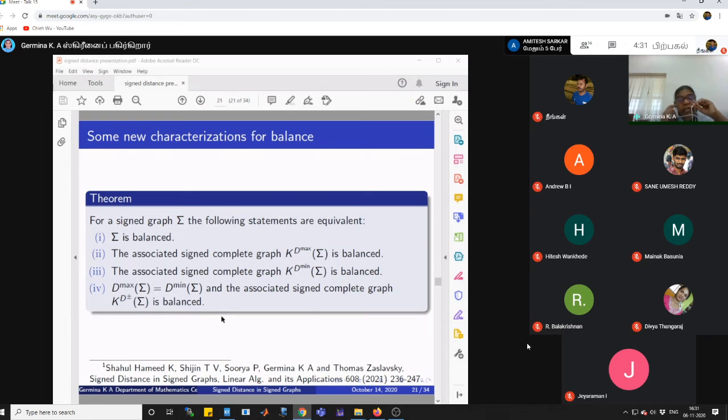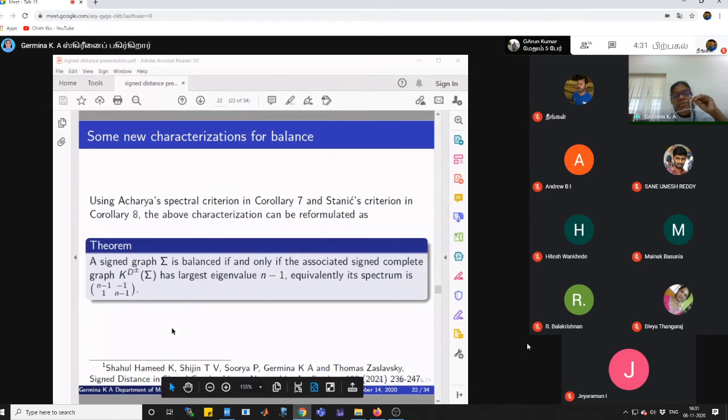The proof is very interesting actually. If somebody is interested, you can definitely have a look at this paper. It is a very recently published paper, 2021. It is available on the site also, Linear Algebra and its Applications. You can just have a look.